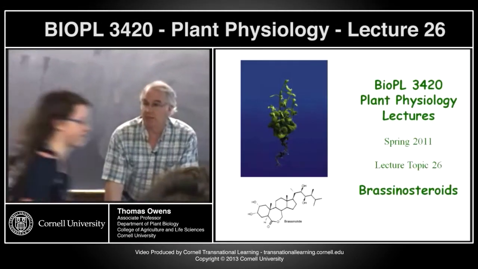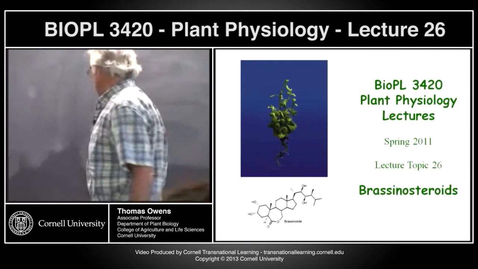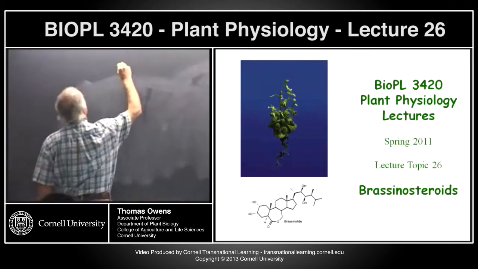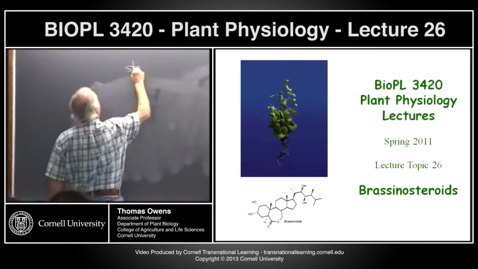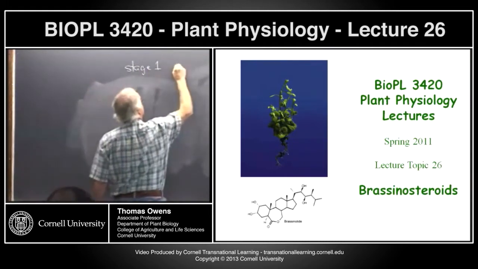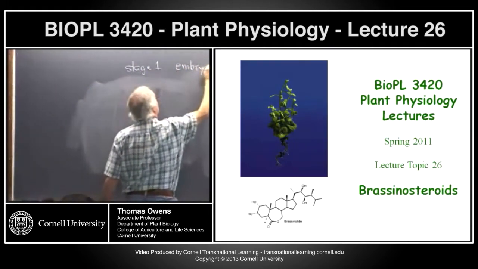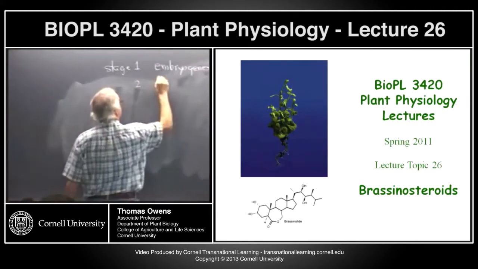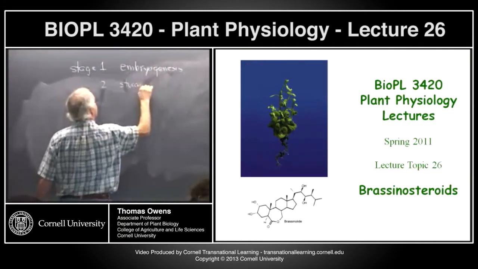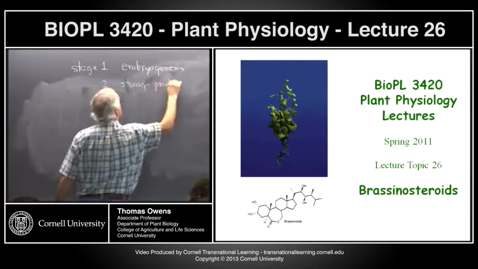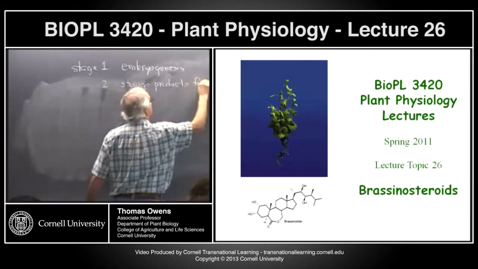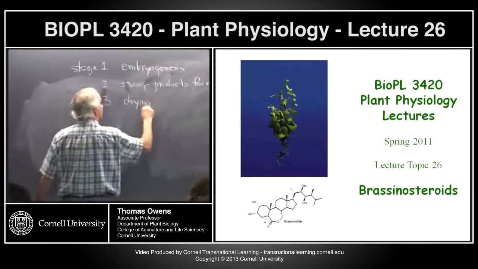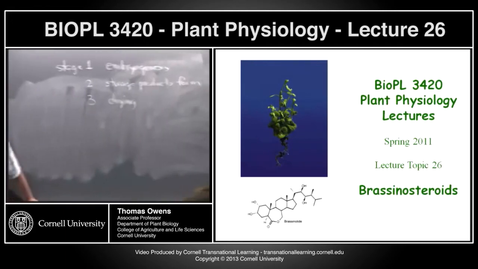Okay, so we left off talking about the role that ABA plays in seed dormancy, and let's just remind ourselves that there are three stages of seed formation. Stage one was embryogenesis. Stage two was storage product formation. And the third stage was drying. And we talked about two different roles that abscisic acid plays in this.